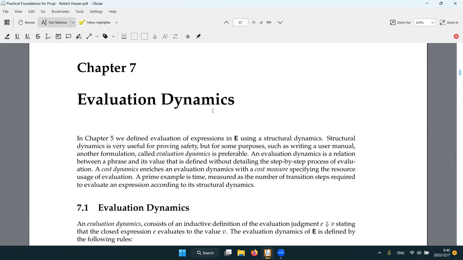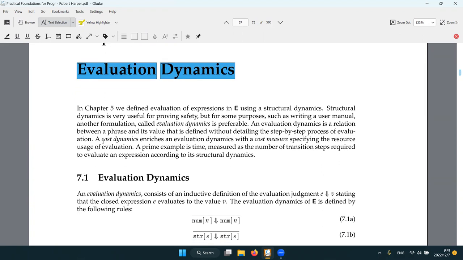Okay, so I talked about small step and big step semantics before. In this book, they're called structural dynamics and evaluation dynamics. In chapter 5, we talk about structural dynamics, which is like small step: we just step forward one step at a time. And evaluation dynamics is like directly evaluating an expression into a value. There's also an extension called cost dynamics, which enriches the evaluation dynamics with a cost measure.